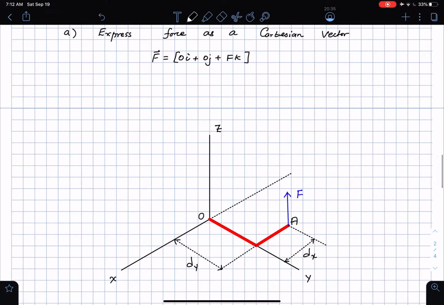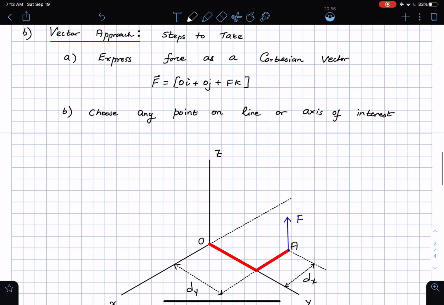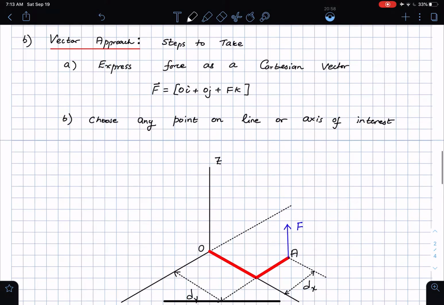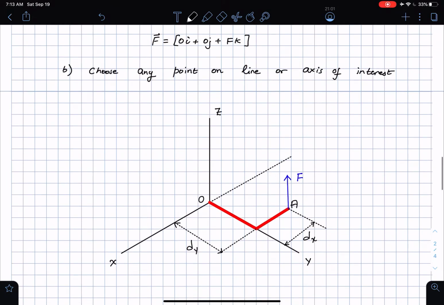Then the second step is this: choose any point on the line or axis of interest. Okay, and what am I doing here? Let me say that I'm trying to find moments about the x-axis. In that situation, I could choose a point O on the x-axis. So let me write that out.